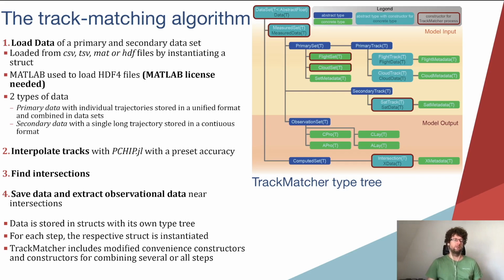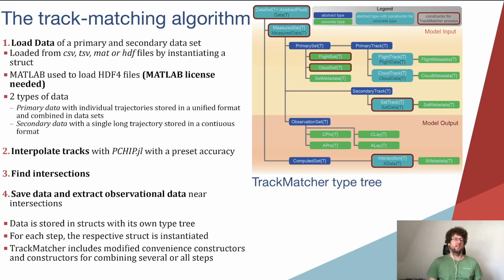We distinguish between 2 types of input data. Primary data are organized as individual trajectories and stored in a unified format. Those individual tracks get then combined in a vector and are stored in a data set, which can hold different vectors for different sources of the same data type. Secondary data are a single long trajectory stored in a continuous format.